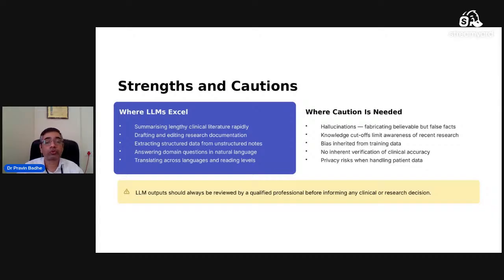So LLM output should always be reviewed by qualified professionals. You cannot just develop content with the tool and give it to the general public to access. It has to be reviewed by qualified professionals before taking any informative research decision or clinical decision. Now, this is again a precautionary measure. It doesn't mean that all the content produced by LLMs can cause issues. Maximum content is fine, but you need to have qualified professionals.